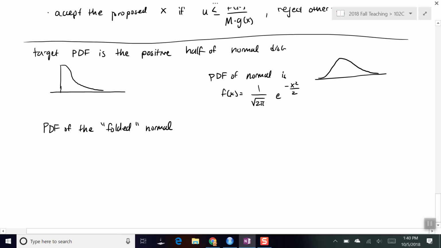What will it have to be? Okay, because it has to integrate to 1. So for the folded normal, it's the exact same thing except it's just 2 times this, right? So f of x is equal to 2 times 1 over root 2 pi e to the negative x squared over 2. And now we just say for x between 0 and positive infinity. Yeah? Okay, because the whole thing still has to integrate to 1.